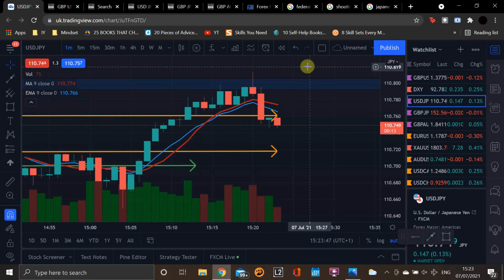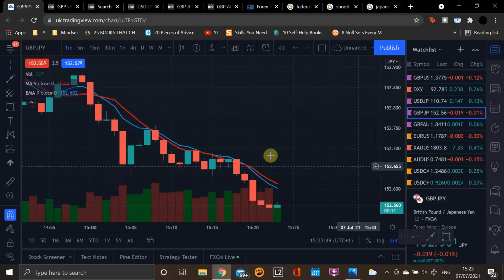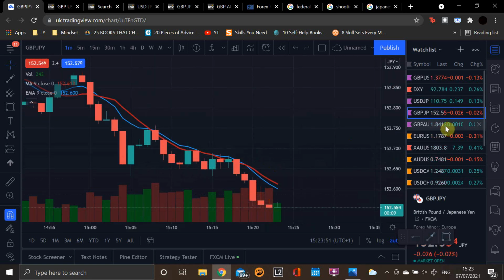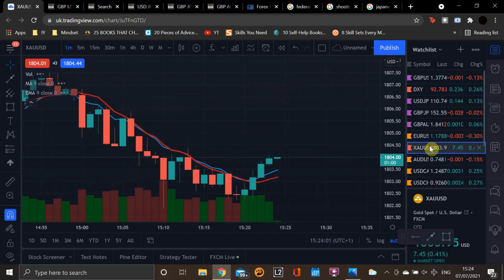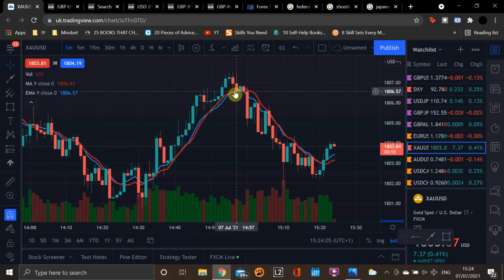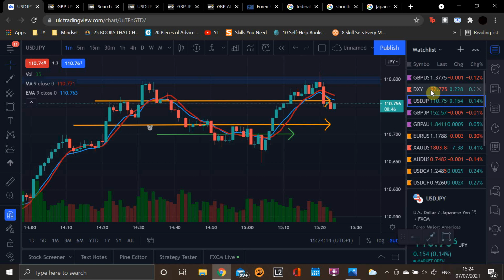Yeah, I'm gonna stay away from USD JPY, GBP JPY. It's going down. So the Japanese yen is very strong at the moment. DXY, let's look at gold. Gold is going up a little bit, but it was going down quite a while. So in the past hour it was going down. So we know USD was strong. Stay away from USD JPY. It's the only currency that's being funny because obviously the Japanese yen is strong.